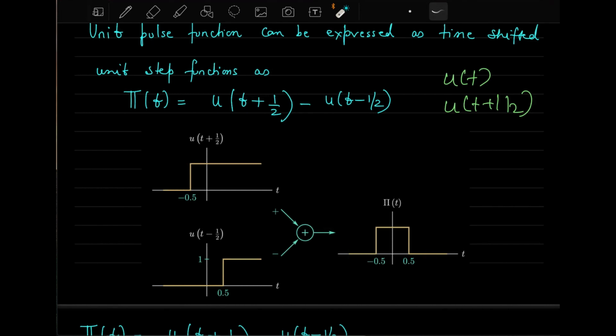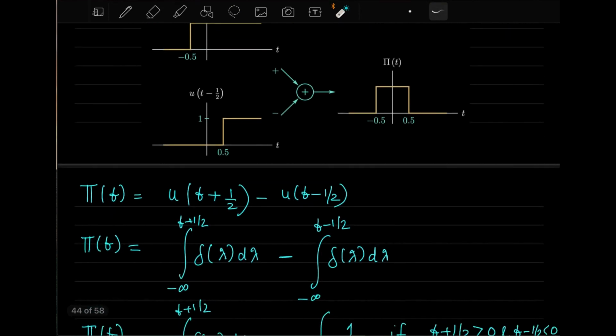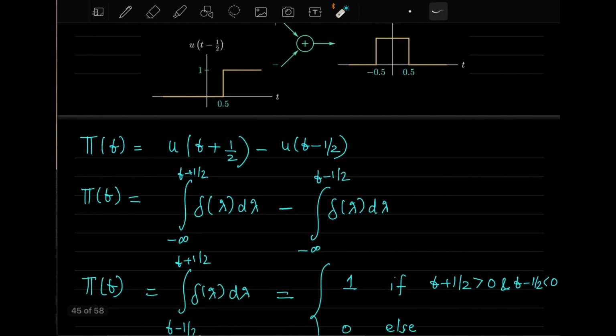So now you can see how unit steps can be used to develop the pulse function. Again, if you want to see further insights in terms of the integrals, here you can see how unit steps can be formed by using the impulse functions.